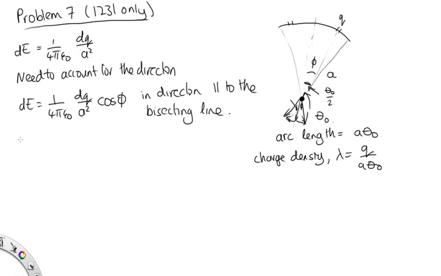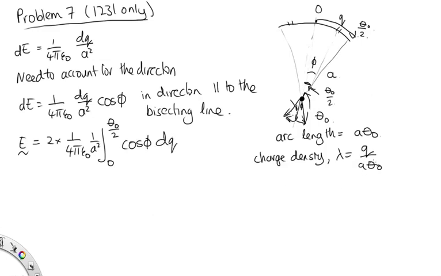So to do that, we're going to need to integrate. The electric field is equal to, now let's just do it for half from here to here and then double it to get the total electric field. So it's 2 times 1 over 4 pi epsilon naught. Now we'll be integrating over phi, so phi goes from 0 up to theta naught on 2. And let's pull the 1 over a squared out the front, and then we've got cos phi dq.